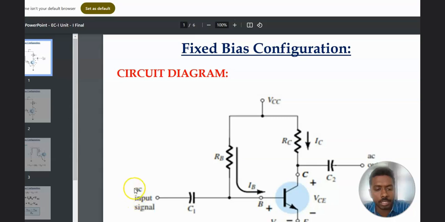Then here there is an input voltage given to the base of the transistor. Then C1 is nothing but the input capacitor and C2 is nothing but the output capacitor. Then there is an RC collector resistance and there will be an emitter resistance RE.